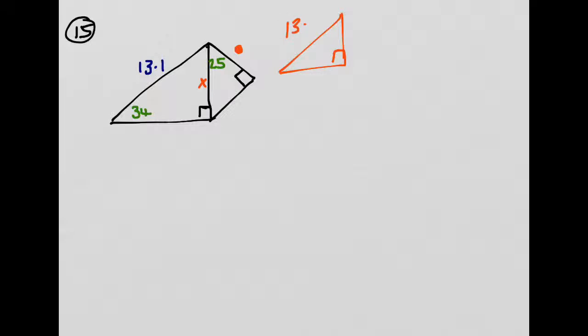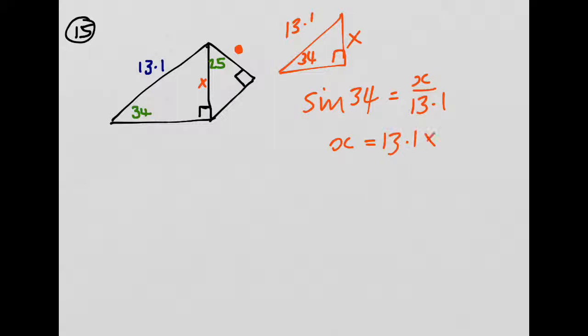okay, we know the hypotenuse is 13.1, we know this angle is 34, we're trying to work out that x there, so it's a sine question. So sine 34 equals x over 13.1. So x equals 13.1 times sine 34, which is 7.33.